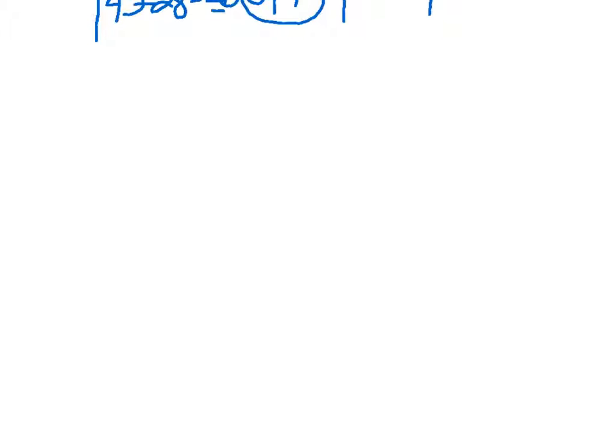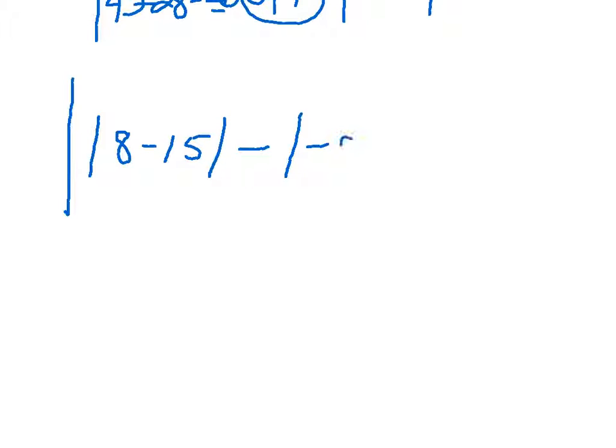Alright, let's try another one. Let's see if I can kick it up a notch. Alright, this is the absolute value of 8 minus 15 minus the absolute value of -8, and all of that in absolute value. Cool. Looks beauteous. Alright, so what we're going to do is go inside the big absolute value, and we're going to do this first part.